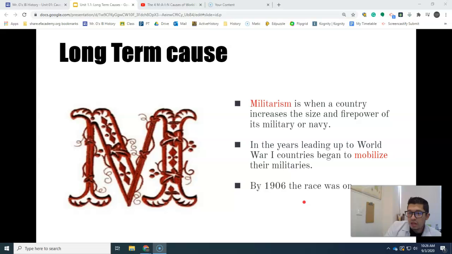Militarism: when a country increases the size and firepower of its military or navy. So militarism is going to be one of the long-term causes of World War I. What we see is if country A and country B are right next to each other, and they're not really the greatest of friends, and country A increases the size of its military, what is that going to cause country B to do? Increase the size of its military. So you can see that militarism has a direct relationship with tension. The higher the military numbers a country gets, the more tension exists between country A and country B.